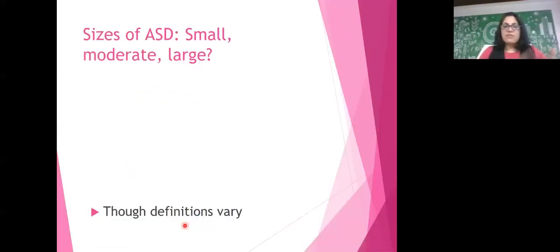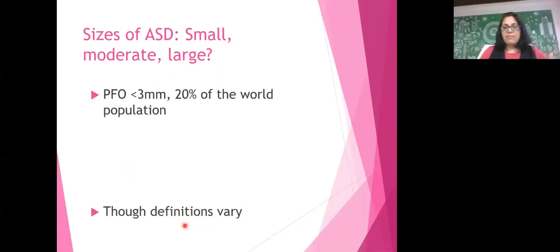Now, when we say small, moderate or large, right? We said less than 3 mm is a PFO. And it's important to note that 1 out of 5 people in the world, 20% of the world population, have a PFO. The reason this is important is many times on echo of a 5-year-old or 10-year-old, the report will come back PFO, and parents have no idea. So it's very important to tell them 20% of the world population have it. If we have 5 people in the room, 1 of us will have a PFO, nothing to worry about.